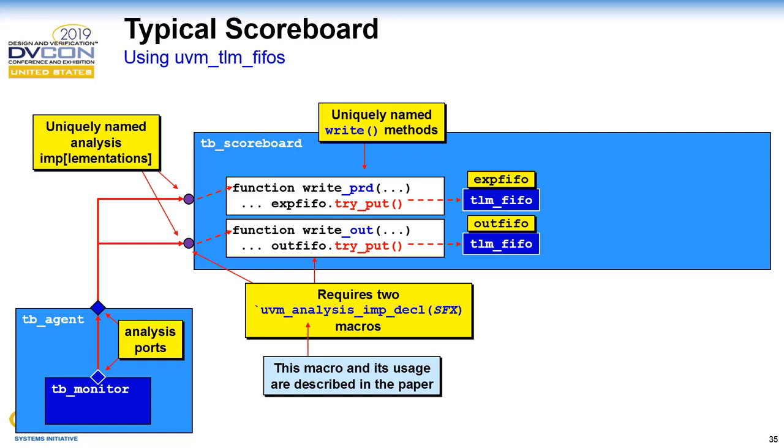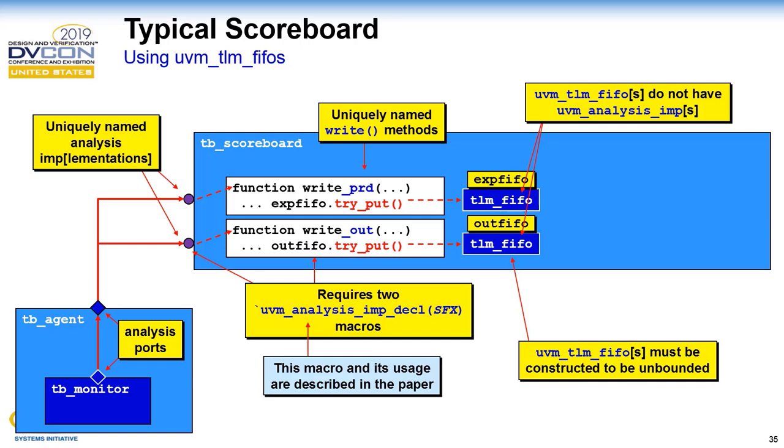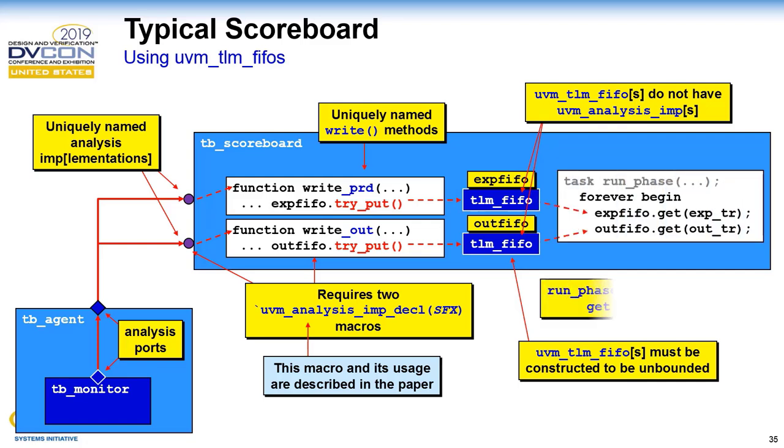And so with these implementation ports, we also have to implement the write methods to take the transactions coming up to the implementation ports and push them onto the TLM FIFOs. The TLM FIFOs must be constructed to be unbounded to make sure the try-put command always works. And the TLM FIFOs do not have a UVM analysis implementation port on them, so they themselves could not terminate the analysis path. We brought it to another termination point, then used write methods to push those into the TLM FIFOs. And once again, inside of your scoreboard, you'll set up some type of little forever loop that's going to get the expected transaction, get the output transaction, and run the comparisons to make sure that the design is working.